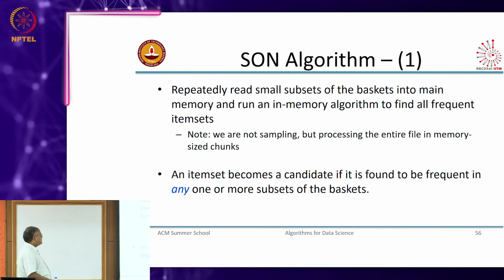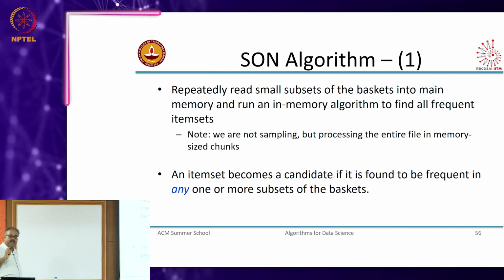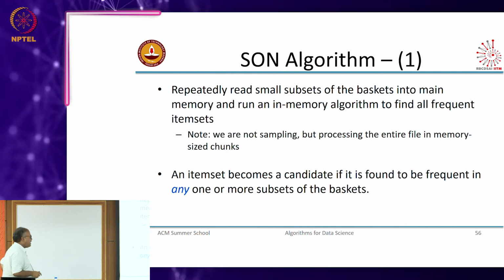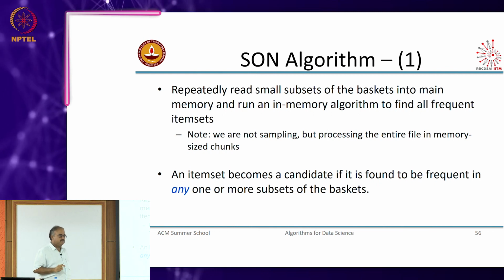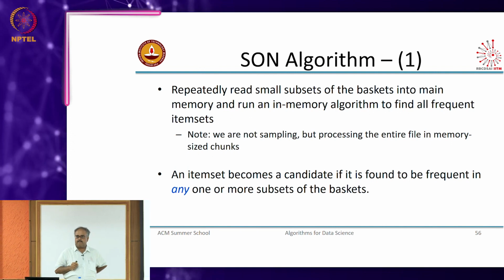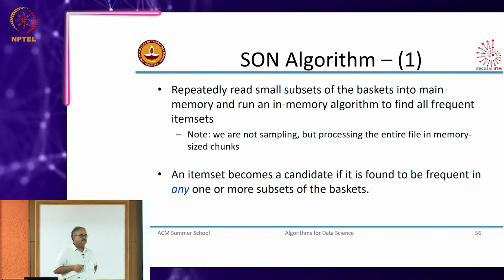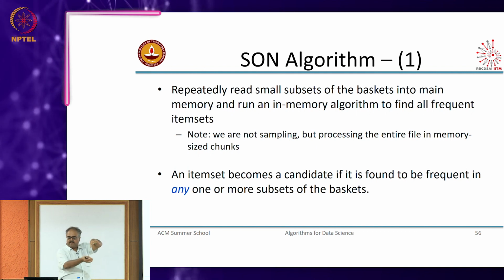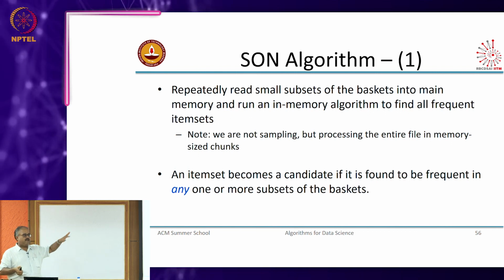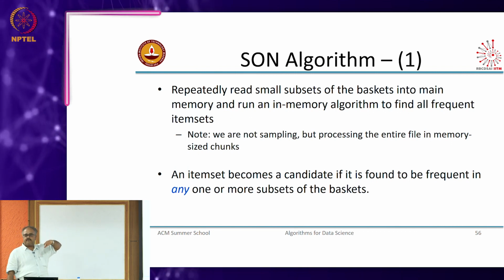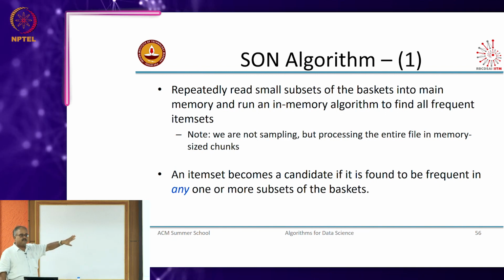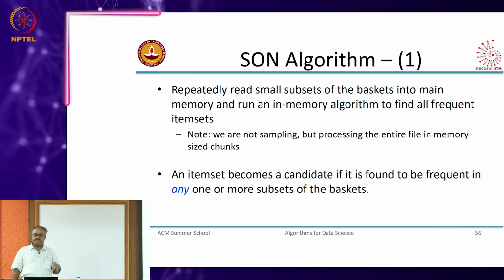Now, here is a version of the monotonicity property that we had in a priori. An item set becomes a candidate if it is found to be frequent in at least one of the chunks that we read into the memory. So I take the entire data set, I am reading chunks into the memory. Remember, just like in the random sampling, my threshold has been lowered. In random sampling, if I take 1/100th of a sample, I set my threshold at S by 100. Here, if each chunk is 1/100th, then my threshold will be S by 100.